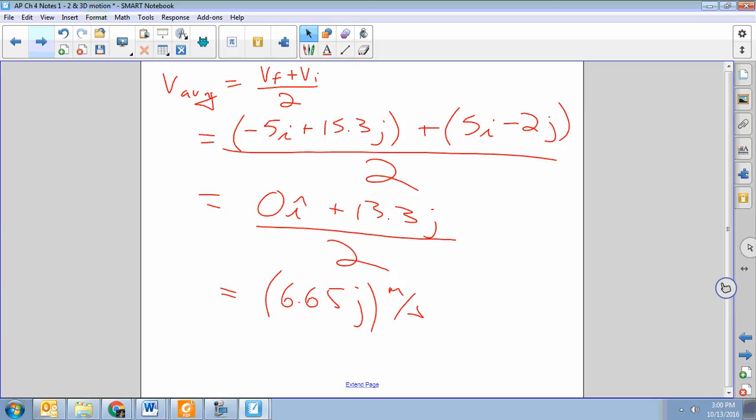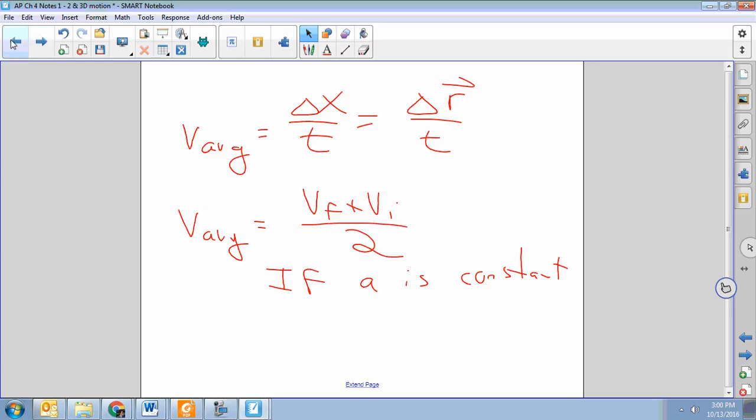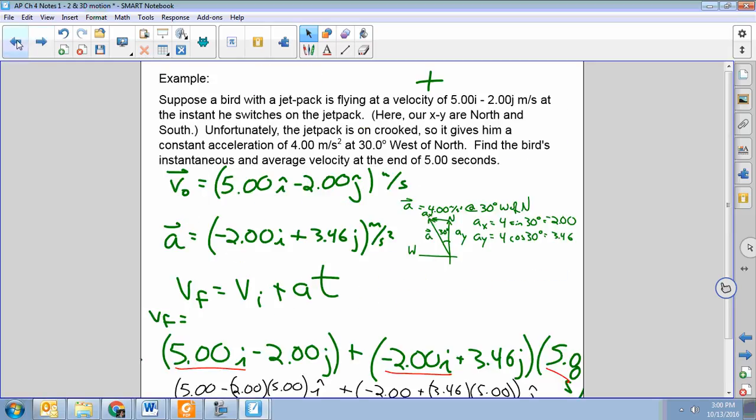So we're told to write the magnitude and direction. So it would be 6.65, but just north. Exactly. Kelly just asked a really good question. Let's make sure you guys get this. So this is in unit vector notation. How would I write this in magnitude angle notation? The magnitude would be 6.65 meters a second. And what's the direction? North, because our y plane was north-south, right? Your j component would be north.